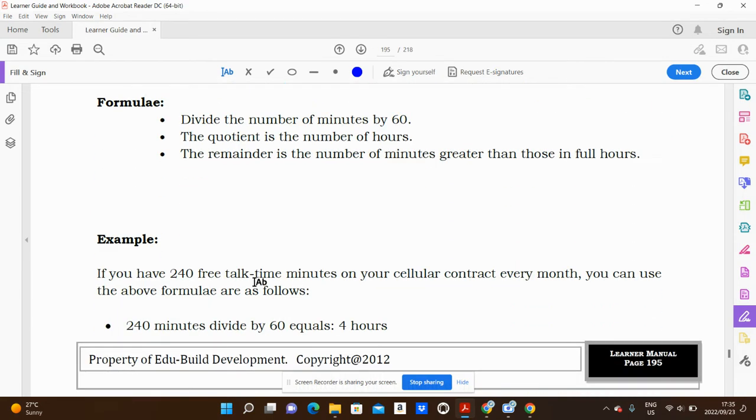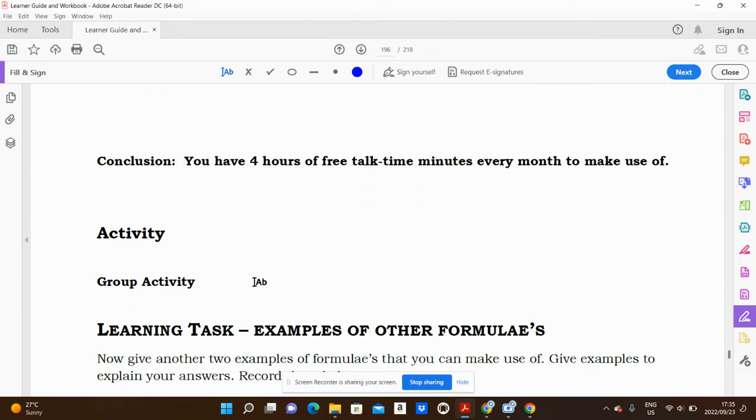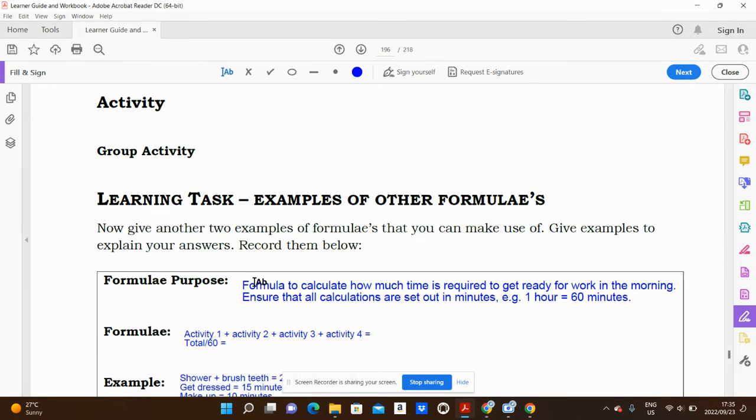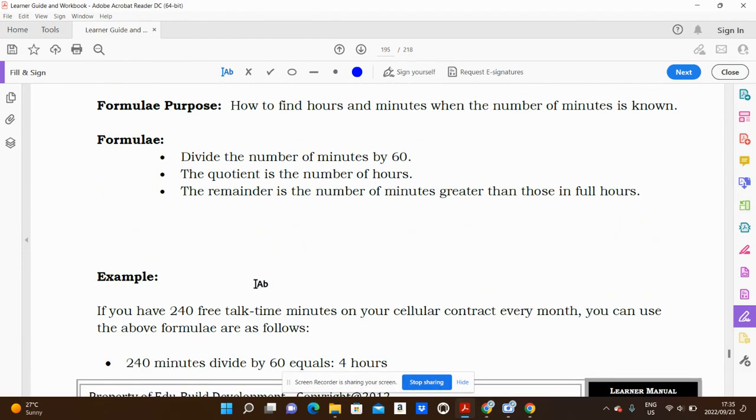Although the example that I used isn't this exact example, it shouldn't be. I want you to have a look at the activity over here. It says, give another two examples of formulas that you can make use of. Give examples to explain your answers. So you can Google it, you can research it.